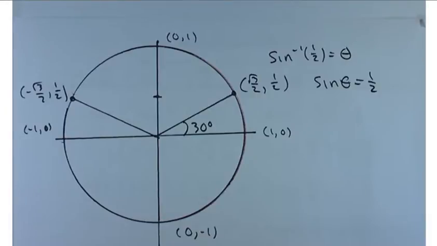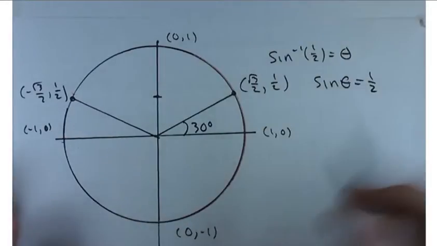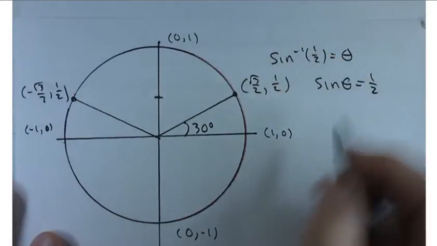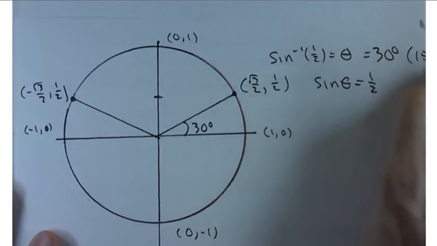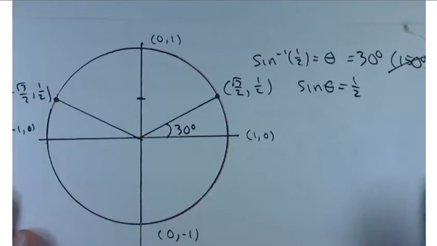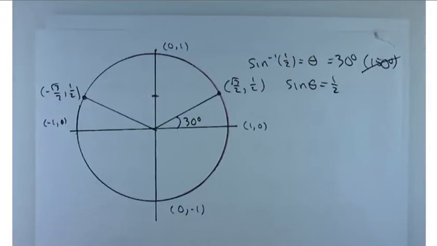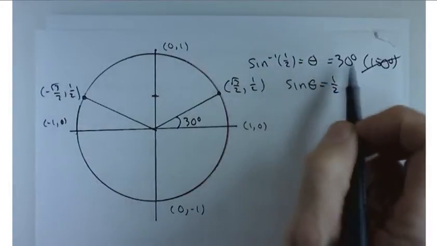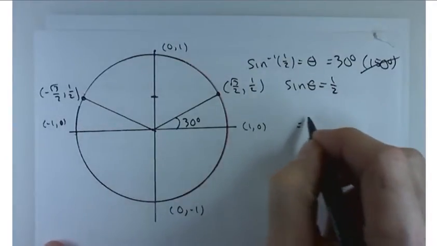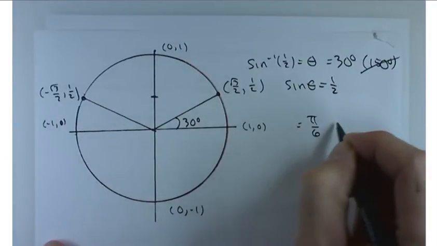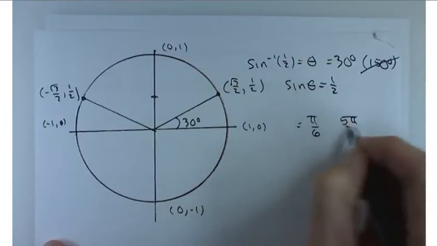So how come when your calculator does the inverse sine and you're in degrees, you get 30 degrees and not 150? How come when I do the inverse sine I get 30 degrees and not 150? Or let's put it this way, how come I get pi over 6 and not 5 pi over 6?